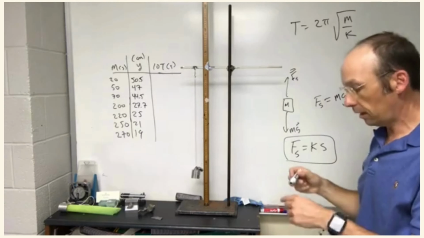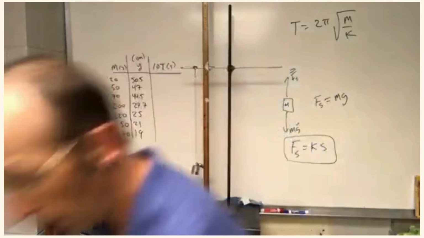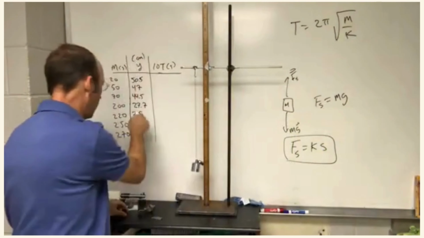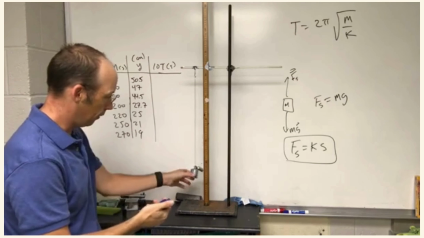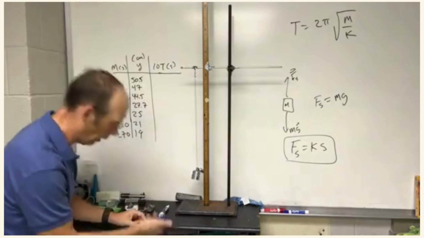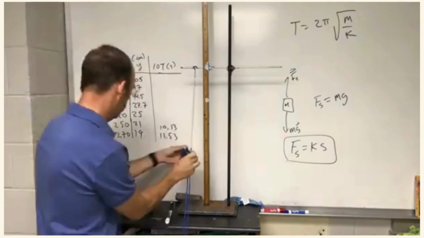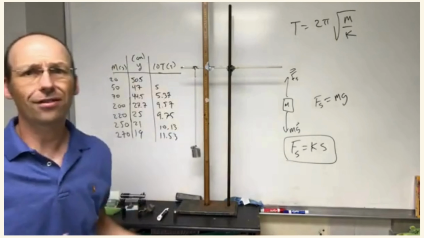Okay. So in order to get this data, I'm actually going to measure 10 oscillations and then divide by 10. Okay, so I already have here 270, and I'm not going to do all these numbers because I'm too lazy. So here we go. 1, 2, 3, 4, 5, 6, 7, 8, 9, 10, 11.53.